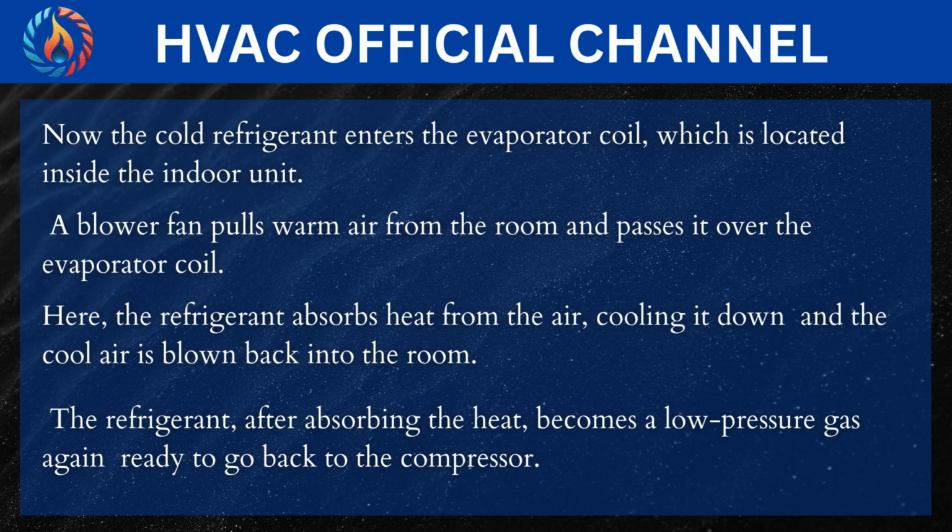Now the cold refrigerant enters the evaporator coil, which is located inside the indoor unit. A blower fan pulls warm air from the room and passes it over the evaporator coil. Here, the refrigerant absorbs heat from the air, cooling it down, and the cool air is blown back into the room. The refrigerant, after absorbing the heat, becomes a low-pressure gas, again ready to go back to the compressor.